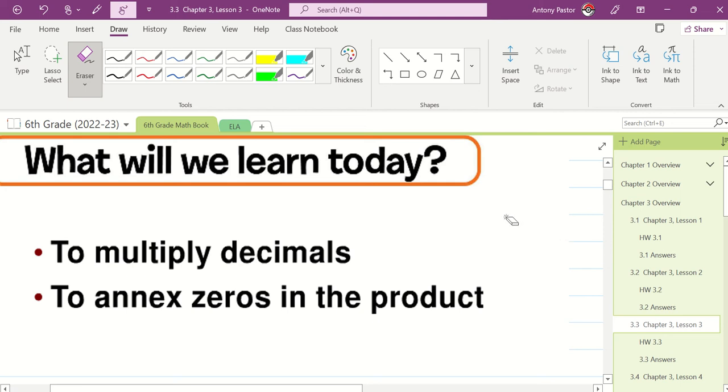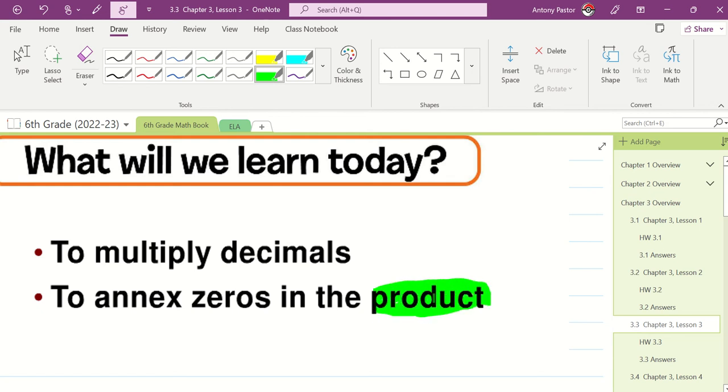What will we learn today? Today we're going to multiply by decimals, and we're also going to learn to annex zeros in the product. Product being the answer to a multiplication problem. So another academic term. If you need to pause right now and add product to your notes, please do.